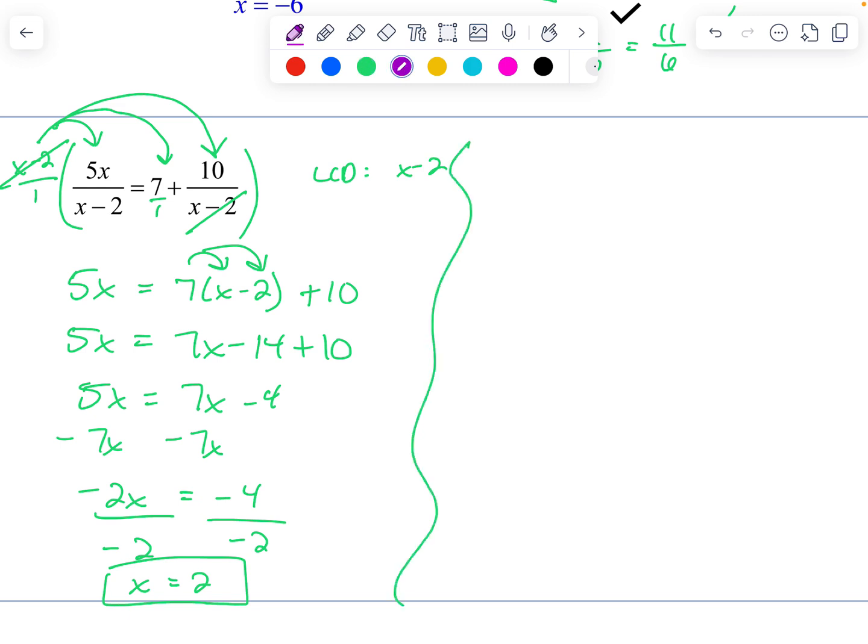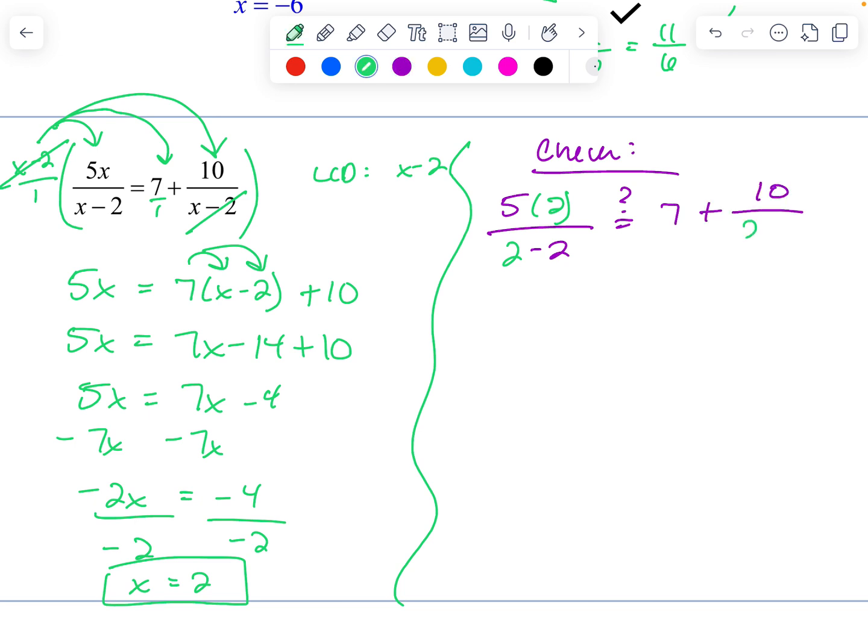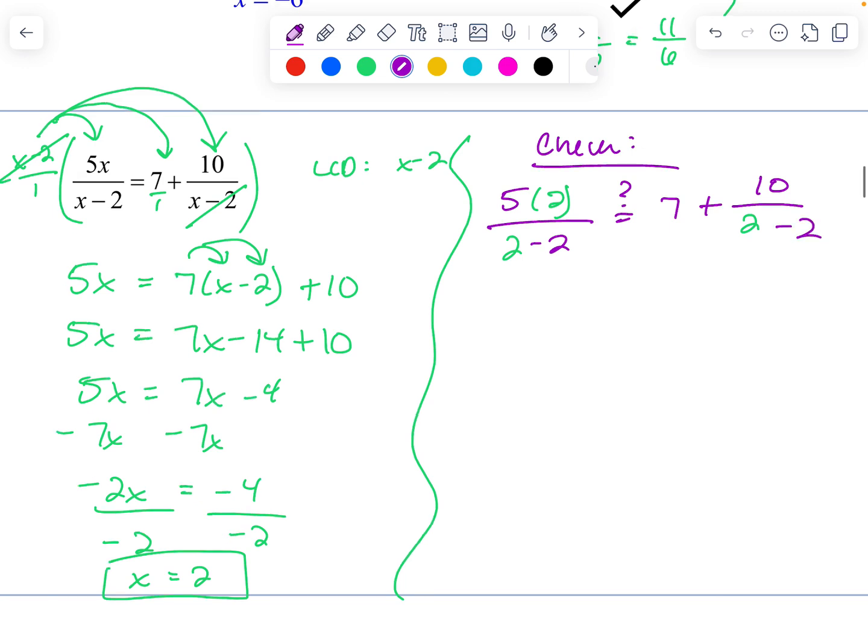Again, if we check for extraneous solutions, I'm going to plug in x equals 2 everywhere I see x in the original problem. So that's going to be 5 times 2 divided by 2 minus 2. Is that actually equal to 7 plus 10 over 2 minus 2? And the problem we run into with this one is both of these denominators are 2 minus 2's, which means both of those fractions we end up trying to divide by a 0.